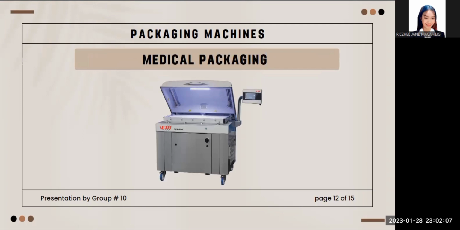So next is medical packaging. It is used naman to ensure that a drug products and medical devices are safe to use. They protect the product but also the health and safety of the customer. So dito, hindi lang basta yung product yung sinisave na but also yung health and safety ng customer. So next slide po.